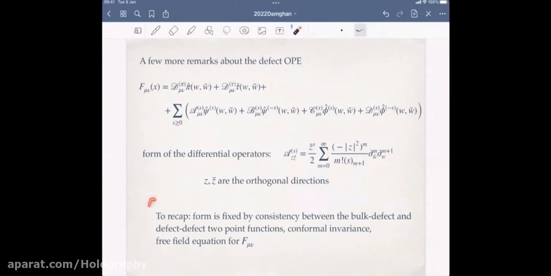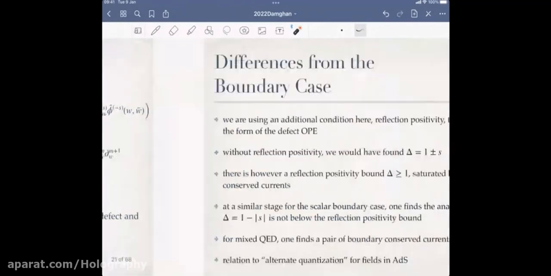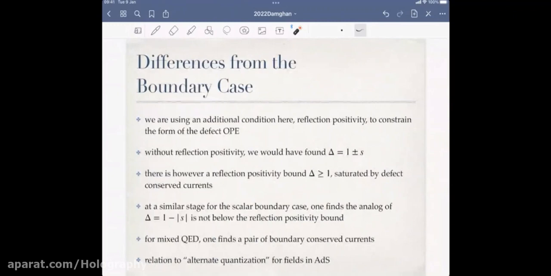At any rate, to recap, this form is fixed by consistency between the bulk defect and the defect 2-point functions, conformal invariance, and the free field equations for F. So that's the first step of the proof, to establish this defect OPE and what kinds of operators are in the defect OPE of the Maxwell field. And there's some differences already from the boundary case, which maybe explain a little bit why the boundary is so special. So I omitted something in the discussion so far.